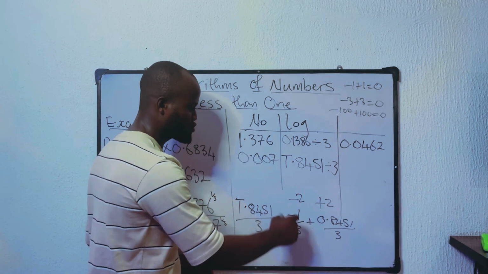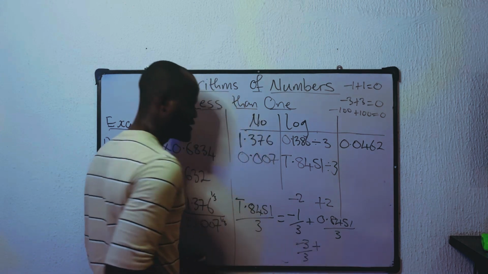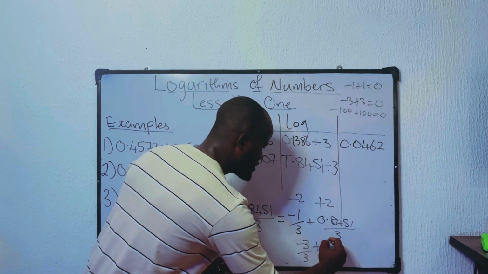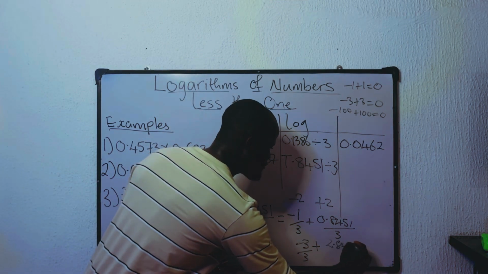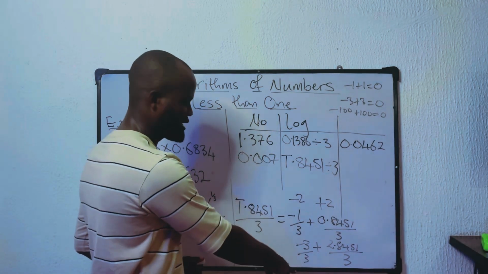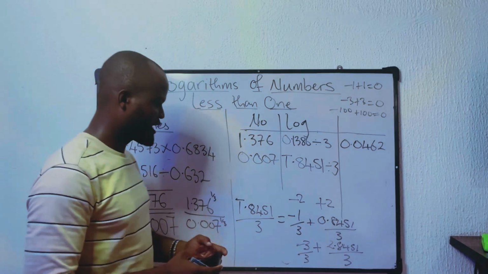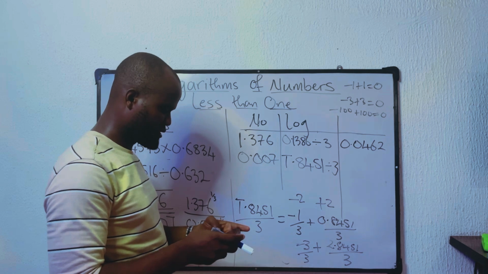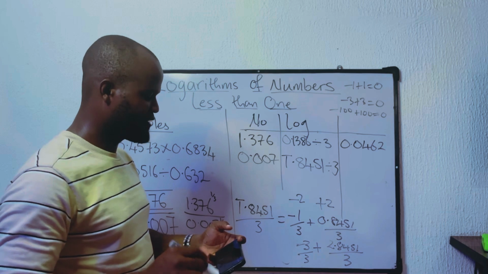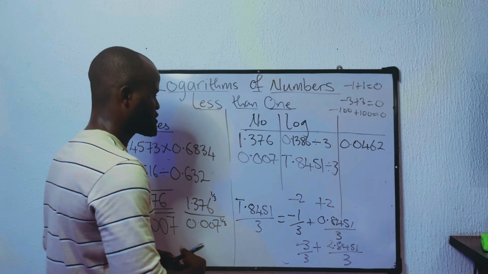So minus 1 minus 2 gives you minus 3 over 3 plus, so now plus 2, if you add it to 0.8451, you get 2.8451 divided by 3. So this is easy, we still get -1 because minus 3 over 3 is minus 1. But now let's do this on the calculator. So we have 2.8451 divided by 3. So that gives us 0.9484. So let's wipe this off.